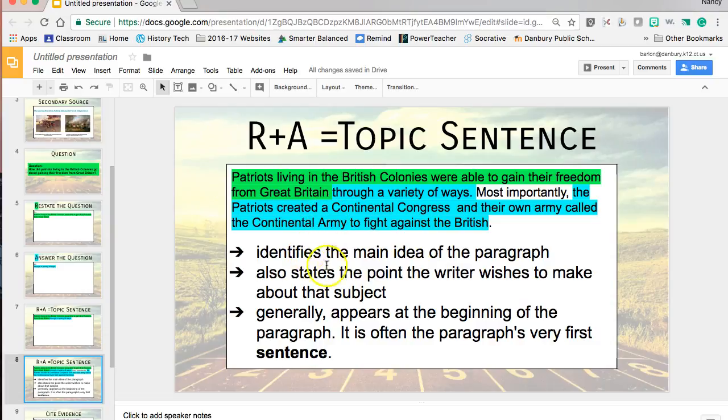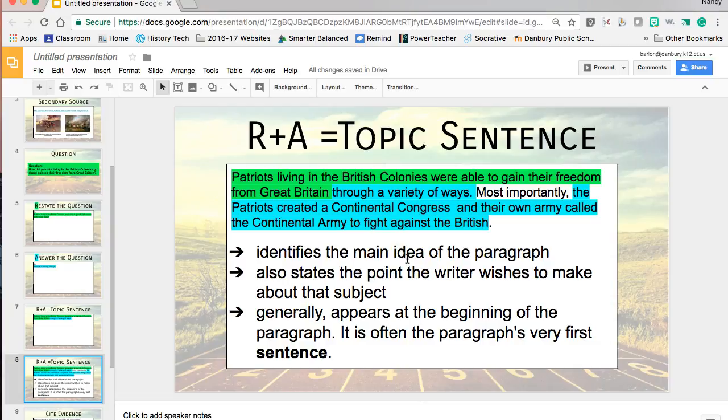Okay, so the topic sentence identifies the main idea of the paragraph. It also states the point the writer wished to make about the subject. So the main idea is how the colonies were able to gain their freedom, and the point that I'm going to make is that there was a variety of ways, specifically creating the Continental Congress and the Continental Army. So I've really set up this paragraph nicely to move on into the beginning of my paragraph. So the R and the A.